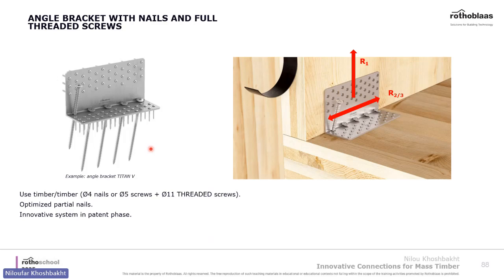This is also our Titan V bracket that we can use. This one, other than nails, also incorporates VGZ fully threaded screws, and creates both tensile and shear capacities. One of the interesting things about this Titan plate is, for example, if you want to connect this wall to the end grain, it's possible because we have screws installed at an angle. So you can use the capacity of these screws exactly on the end grain, like a post here.